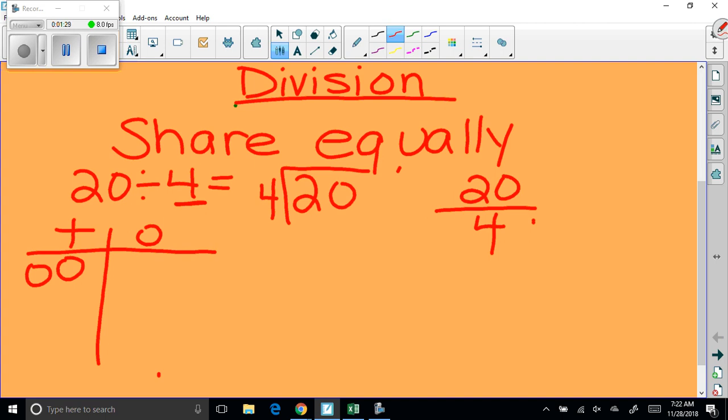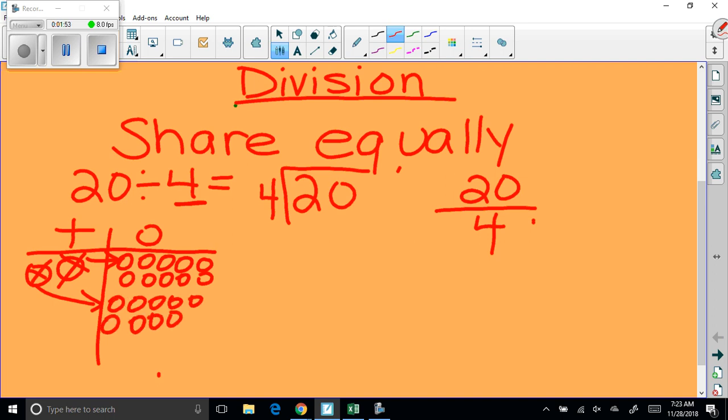So what I need to do is trade my 10s for 1s. I'm going to get 10 1s out of 1 10. So I'm going to draw 10. What I did is I just traded it for 10. And I'm going to do the same thing for this one. I'm going to trade for 10. So if you look, now I have 20, except it's in the form of 1s instead of 10s.